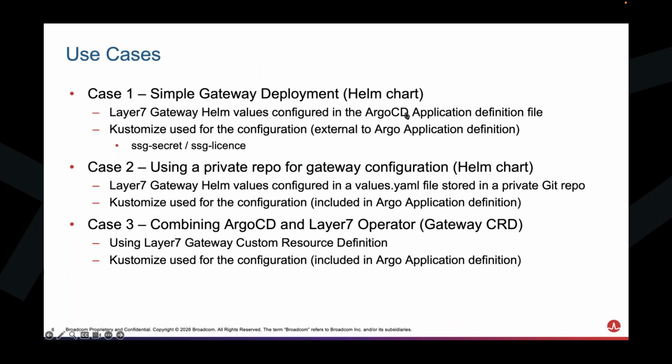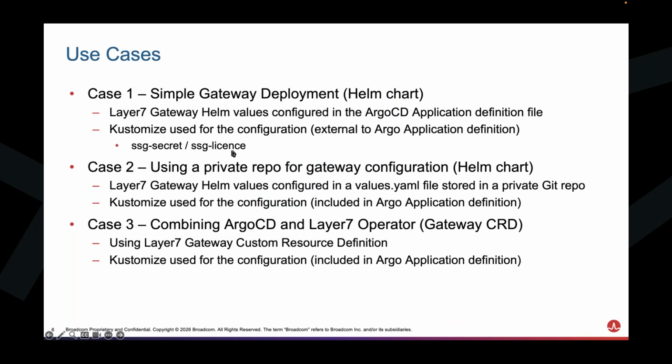Now, my Layer 7 application uses two secrets. One is a secret for the policy manager, and another one is a secret for the license. These are defined using Kustomize, outside the Argo application definition.